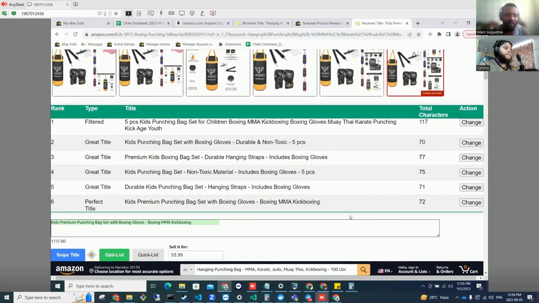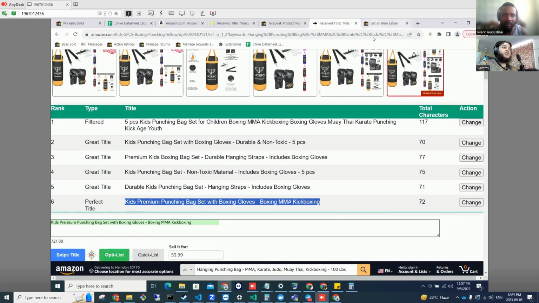Before the perfect title came up, I would have chosen premium kids boxing bag set. But now that the perfect title has come up, I think we have to go with that. Kids premium punching bag set with gloves. Right, it sounds way nicer. Yeah, it's a lot better. It feels like so much more value right off the bat. Kids premium punching bag set with boxing gloves, boxing MMA kickball. Yeah, it's cool. All right, and we'll just go opti list, and there we go. And then we'll go on.